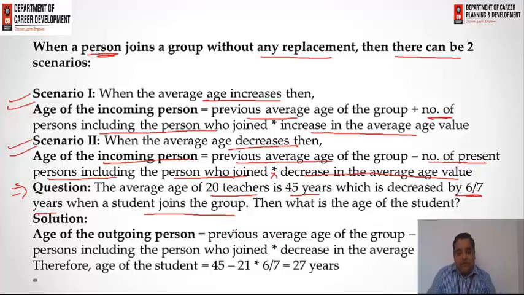Now in this we have the previous average, 45, minus the new number of persons. Previously we have 20 teachers, now a new person is added as a student, so the new number of persons is 21. That's multiplied with the average decrease value, that is 6 by 7. If we solve this, 45 minus 21 into 6 by 7, we get the value 27 years. So this is the answer for this question.